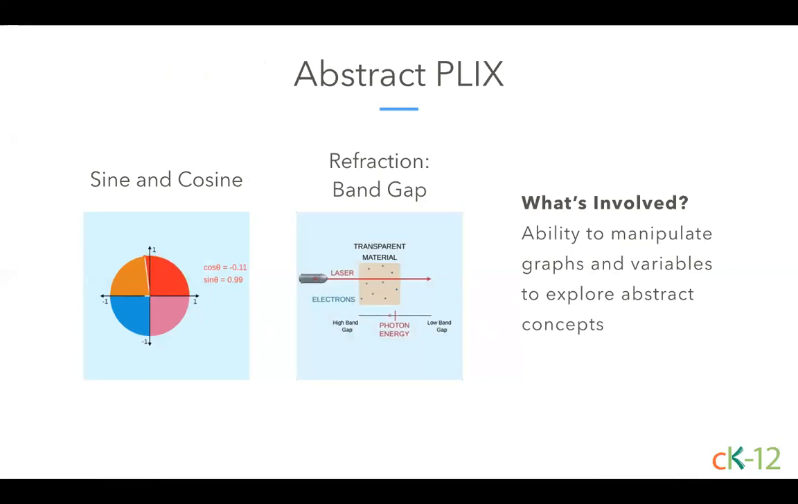In many PLIX, students can manipulate graphs, diagrams, or variables, like in these abstract PLIX. In this sine and cosine PLIX, students can explore how the values of trig functions relate to a given angle. In the refraction band gap PLIX, users change the band gap of a substance to see if a photon can fit through. As a lesson, you could have students screenshot a few different states for a graph or a set of variables and explain what changed and how the change affected the graph or situation.